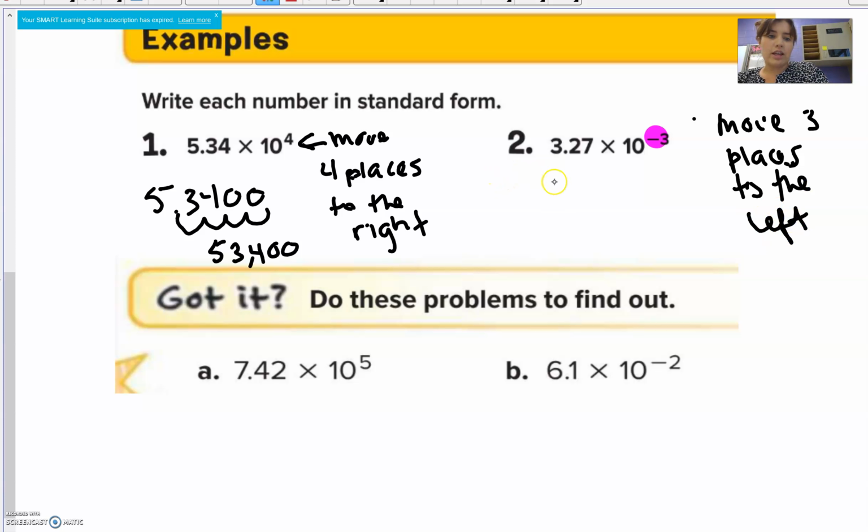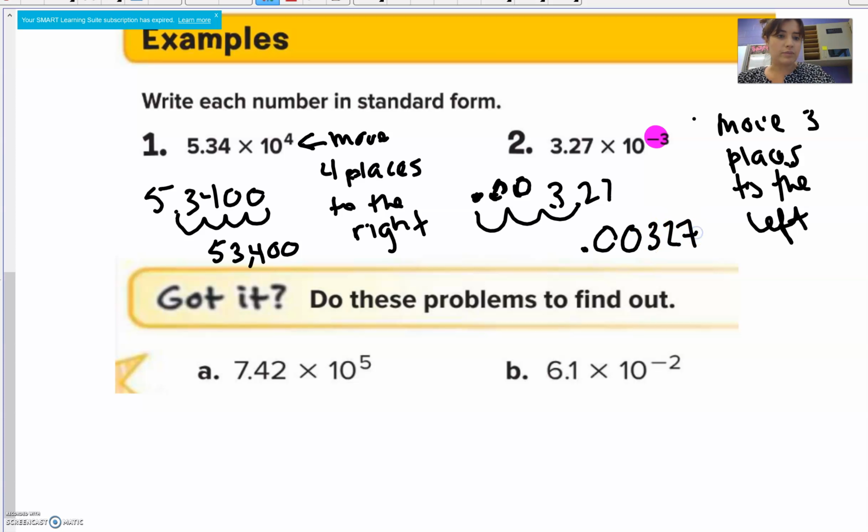Okay, so we're going to take 3.27. We're going to move the decimal point 1, 2, 3. We're going to keep the decimal and we're going to fill in those places with zeros. Okay, so 3.27 becomes 0.00327. It's important to notice in number 2, our exponent is negative and we end up with a decimal. In number 1, our exponent is 4 and we end up with that big large number.